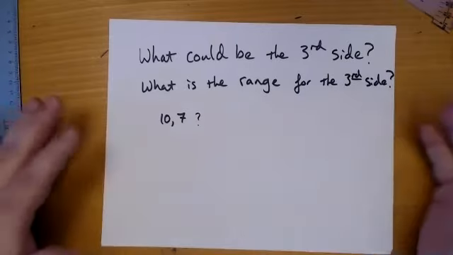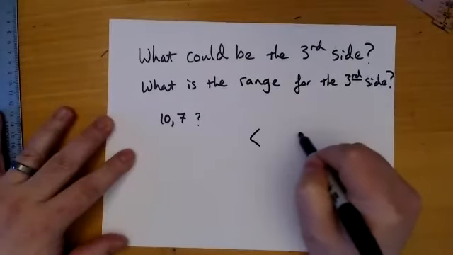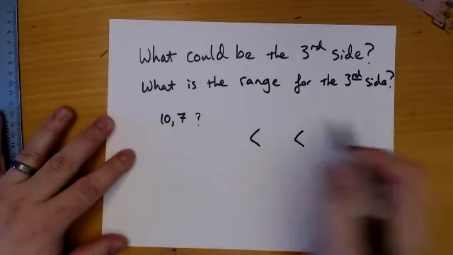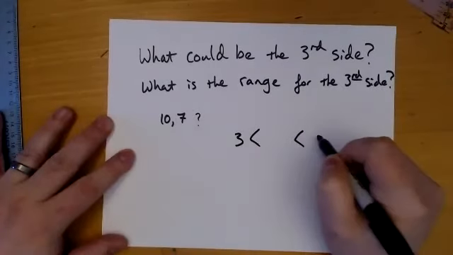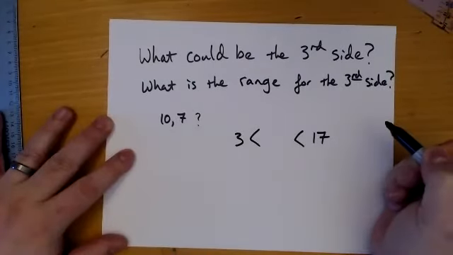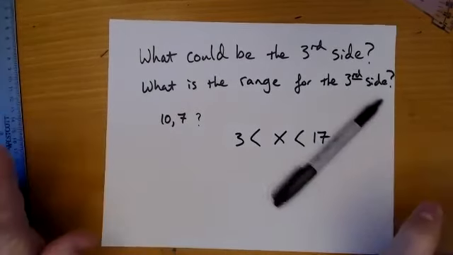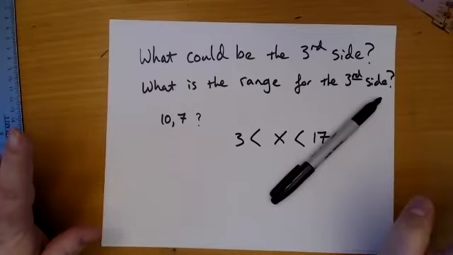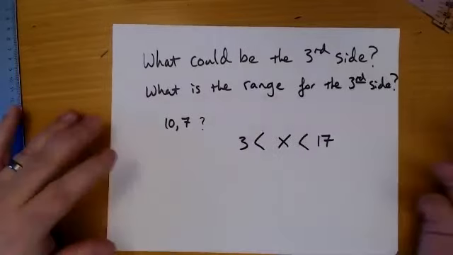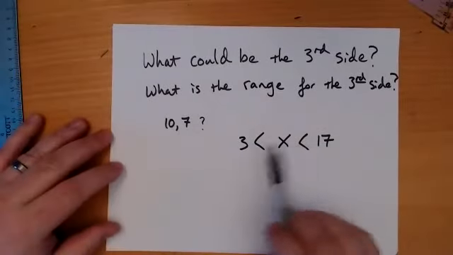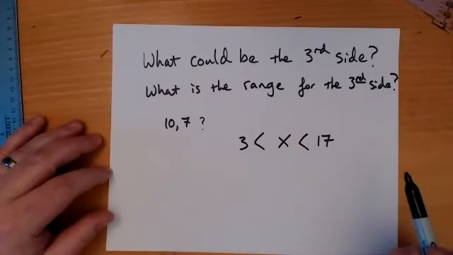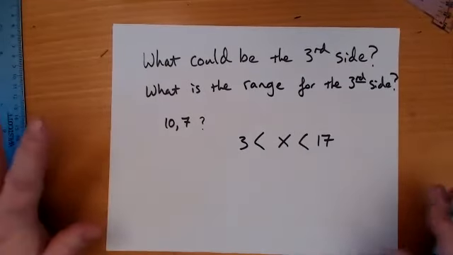So what you do is exactly the same thing. You add them and subtract them, 3 and 17. And you just put an X in the middle and you're done. Because you don't know what it is, right? It could be any number in between 3 and 17. This is it. Game over. End of problem.